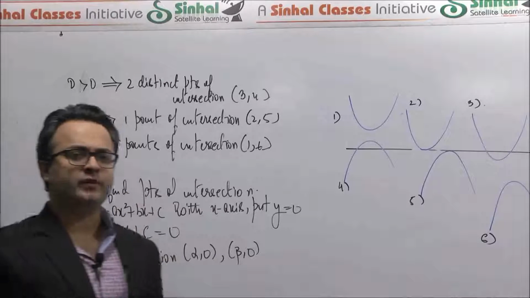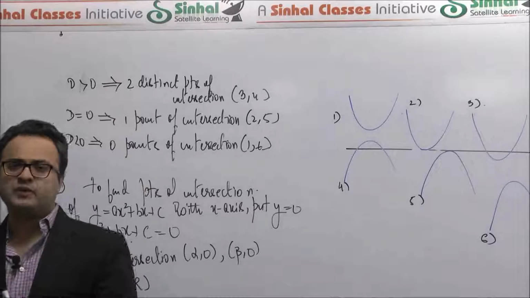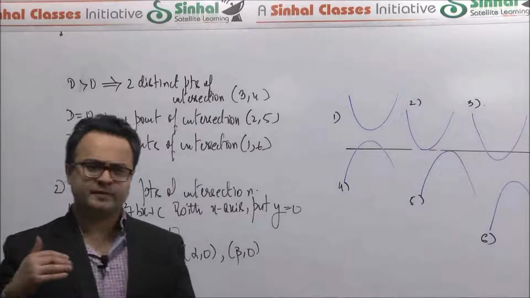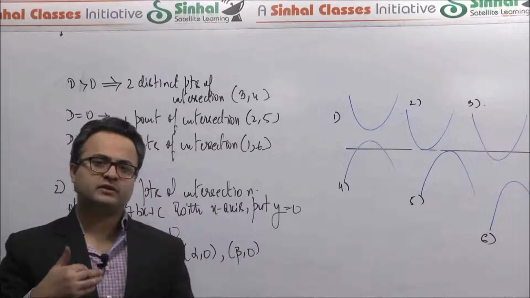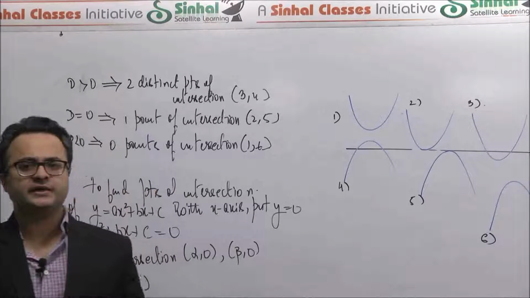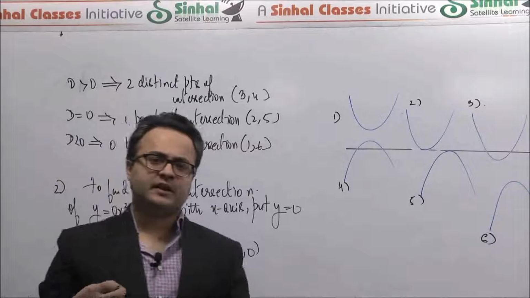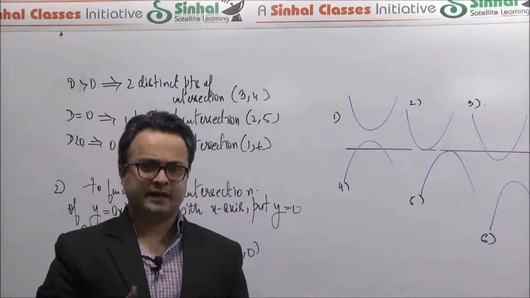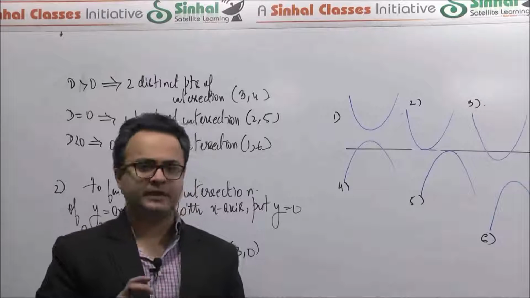So whenever you want the graph to intersect the x-axis at 2 distinct points, we'll say that the discriminant must be positive. If the graph only has to touch the x-axis at one point, you'll say that the discriminant is 0. And if the graph does not intersect the x-axis at all, you'll say that the discriminant should be negative.